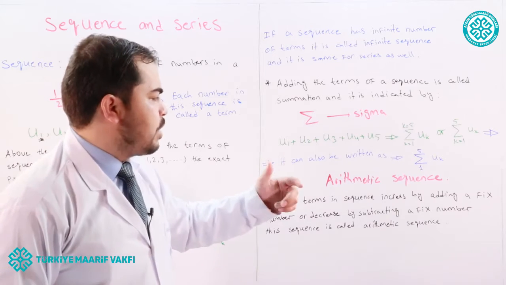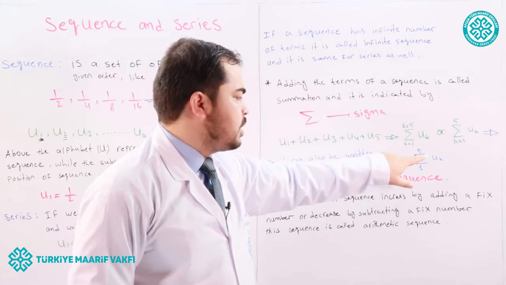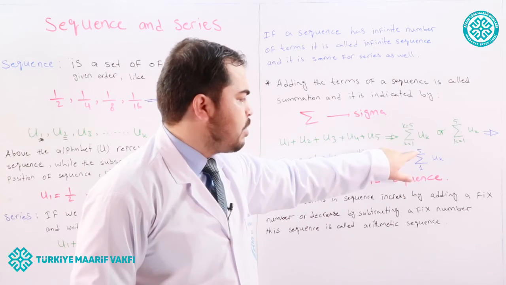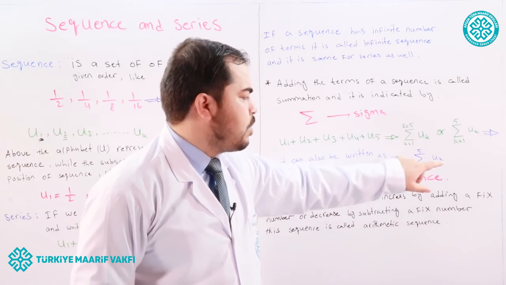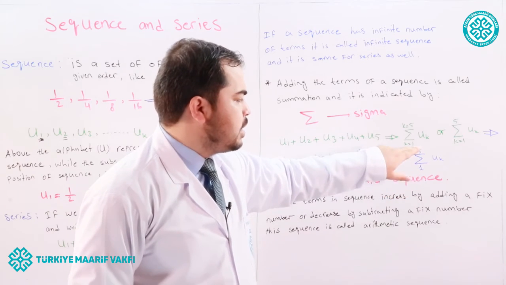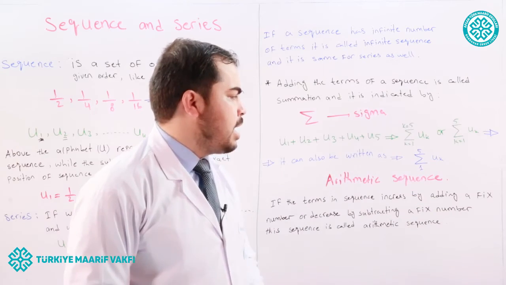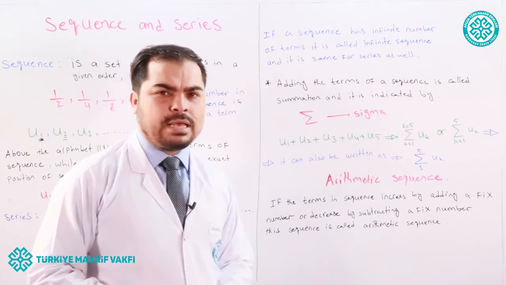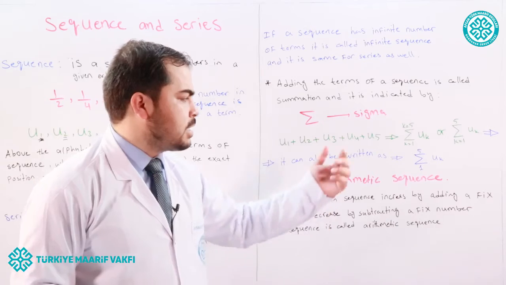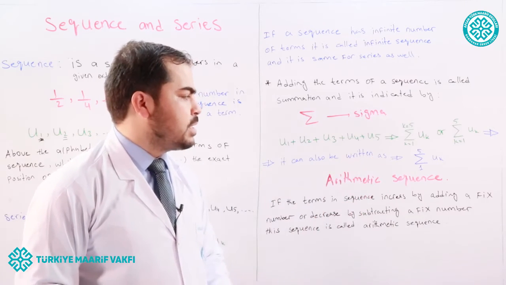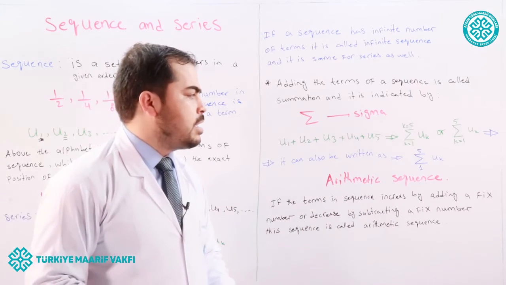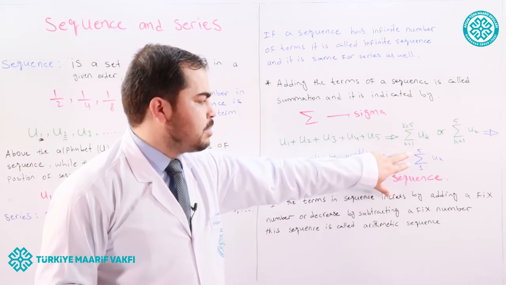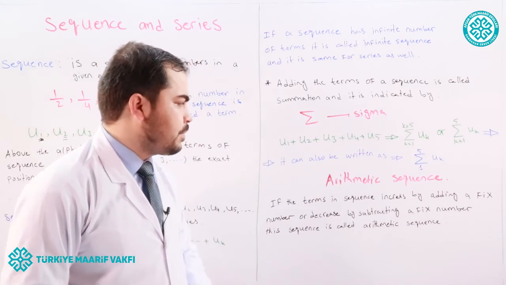We can also write it simply. If you just write sigma, at the bottom of sigma you write 1, at the top of sigma you write 5, and Uk. It means from term 1 till term 5, the summation, or the result, of this sequence Uk. So we can also say that the first 5 terms of this sequence have to be added, and the result has to be identified. So we can easily write it with sigma in this way.